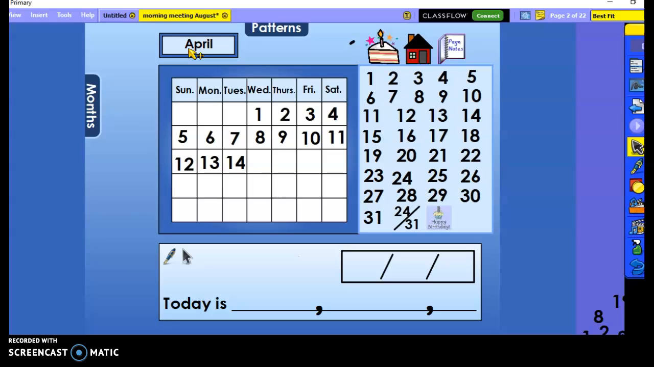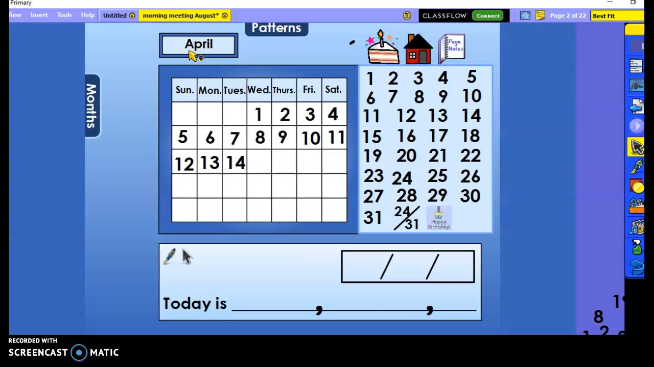January, February, March, and April, May, June, July, and August, September, October, November, December, 12 months in a year.